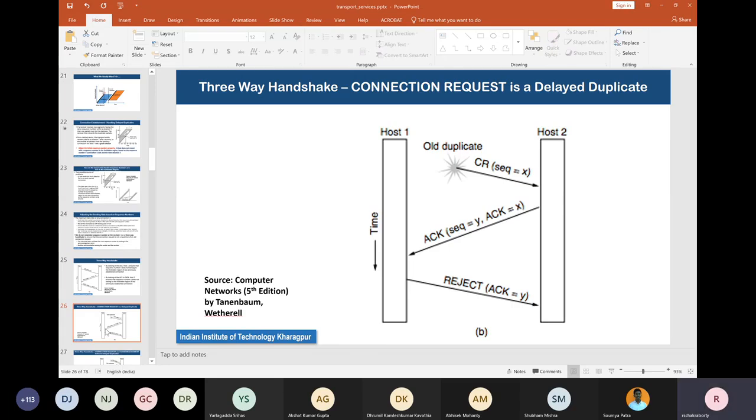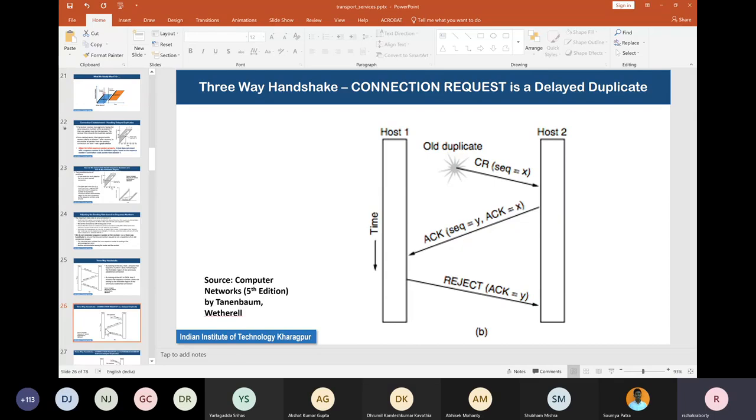As usual, host 2 acknowledges it. It acknowledges it, saying that, well, okay, this looks to be a new sequence number. So my proposed new sequence number is y. I am okay with the connection. I'm acknowledging that I have received the connection request. I am okay to start the connection, but my starting sequence number will be y, which is also okay.